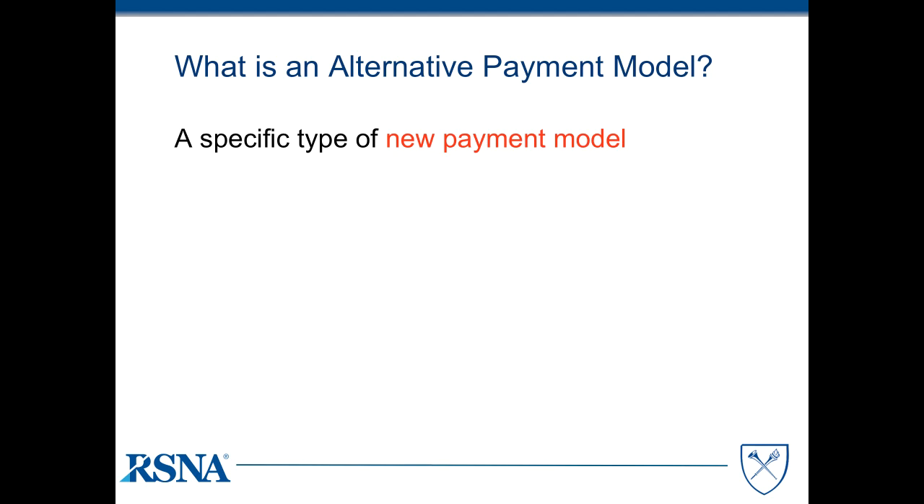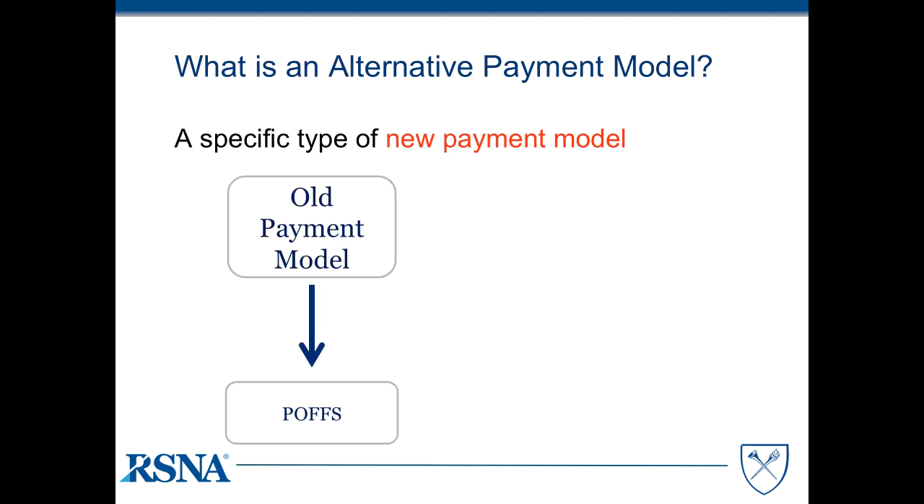First, let's start with some definitions. When you talk about accountable episodes and bundle payments, you'll often hear folks talk about alternative payment models. Just what does that mean? It really just means new types of payment models. We've spent a lot of time already talking about old payment models, and by that we mean plain old fee-for-service, or as I'm indicating here in my unofficial abbreviation, POFFS.